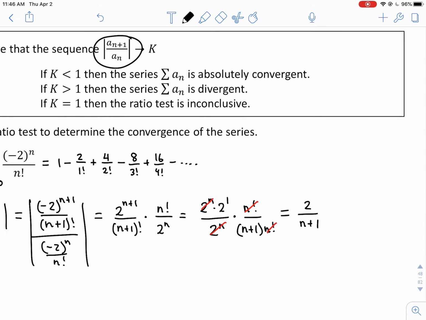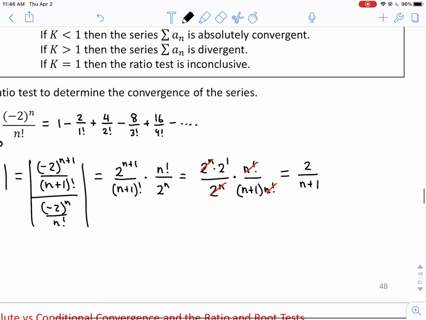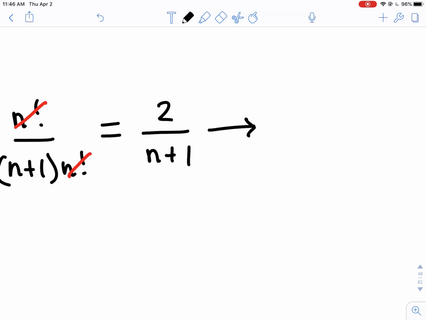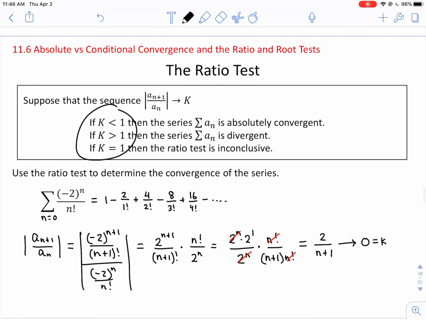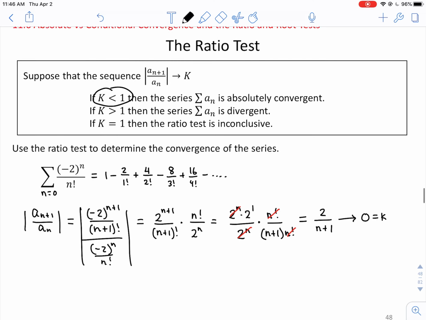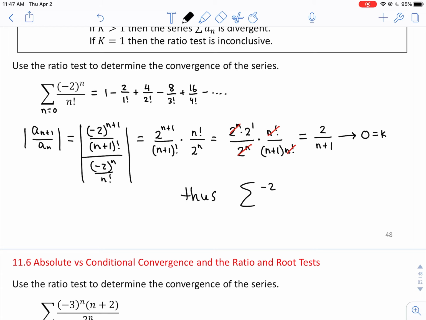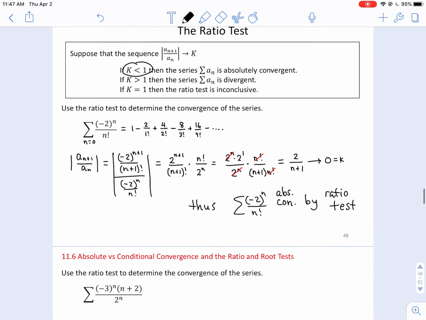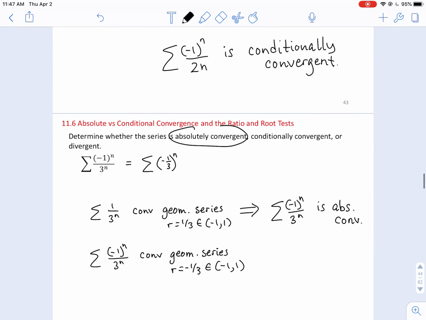So we started with that, simplified it. Now we're going to see what happens as n goes to infinity and determine what this k is. We let n approach infinity. As it does, this does approach 0. This is the k. And then we look at our flowchart. Clearly 0 is less than 1. Therefore, we can conclude that the original series is absolutely convergent. Thus, the original series absolutely converges by the ratio test. This ratio test is nice because if successful, it puts your series directly into this smallest class.